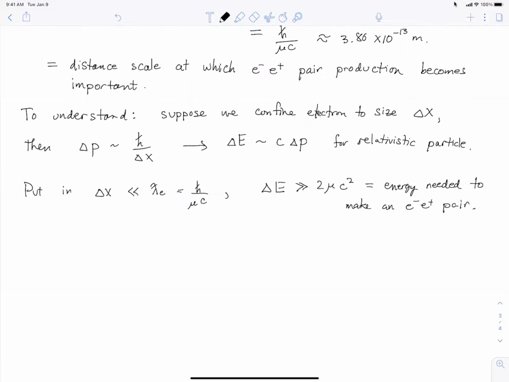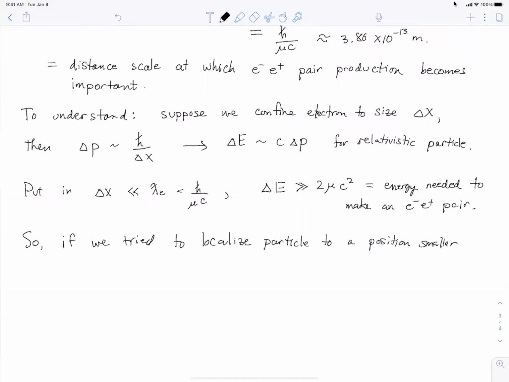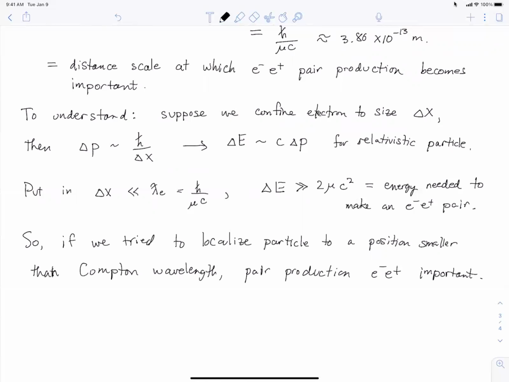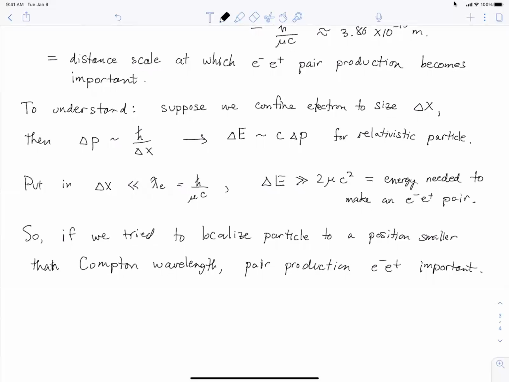Okay, so just to say that in words, if we tried to localize the particle, in this case the electron, to a position smaller than its Compton wavelength, then pair production, in this case electron-positron, is important. So the question is, why was it that we could get away with ignoring that?